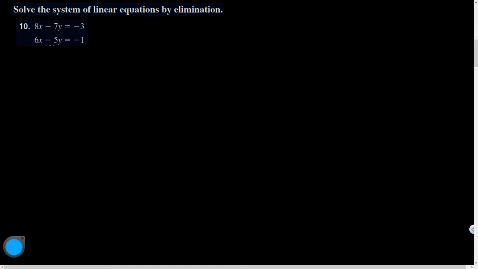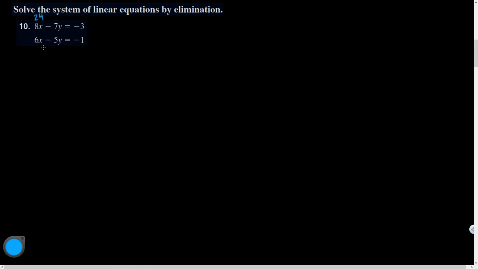And what I need to do to have them eliminate is to have these variables, these coefficients of the variables, be opposites of each other. And to do that, I've got to figure out what's the least common multiple between 8 and 6. So 8 and 6 both go into 24.